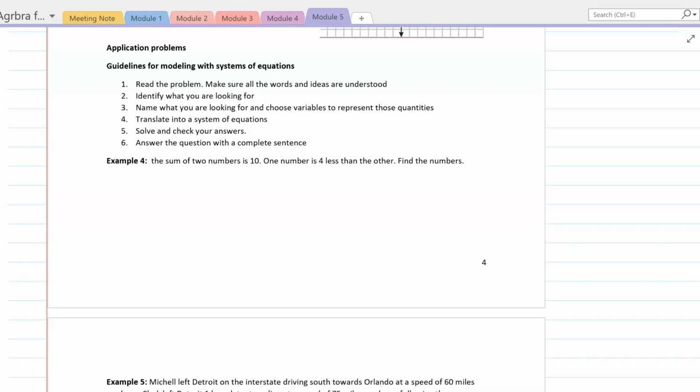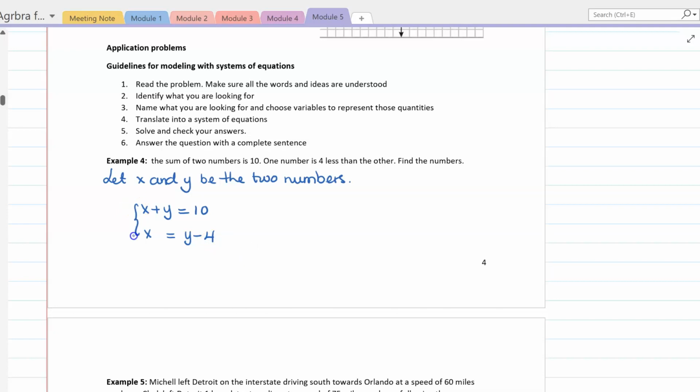So let x and y be the two numbers. In the first sentence, it said the sum of two numbers is 10. This means x plus y is equal to 10. The next one said one number is 4 less than the other. So let's say x is equal to y minus 4. Okay, x is the smaller number.